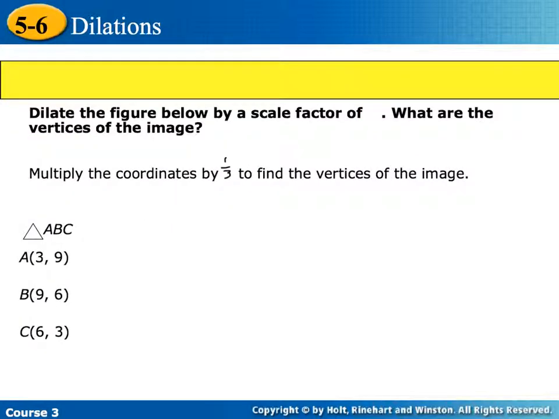Try this one on your own with a scale factor of 1/3. Find my image.